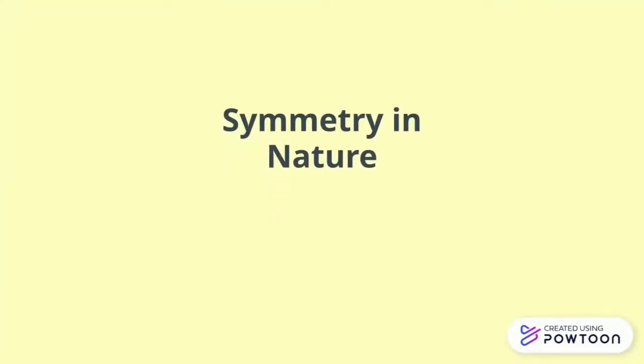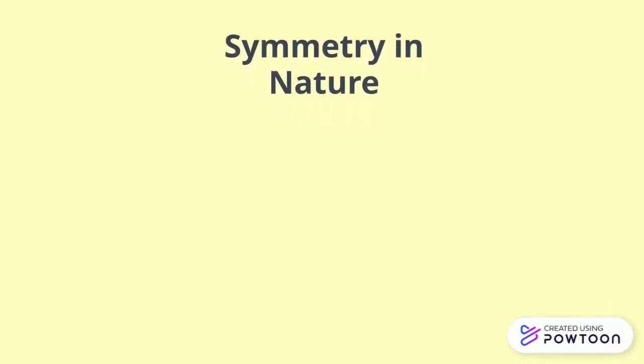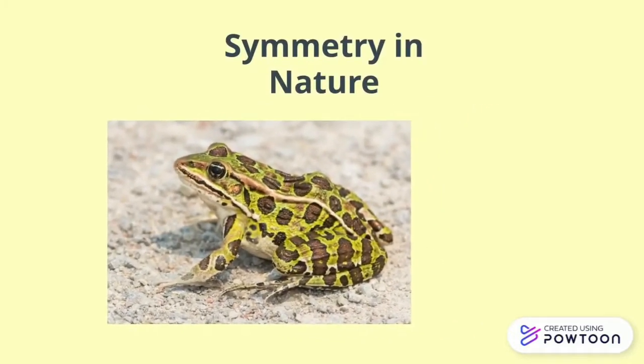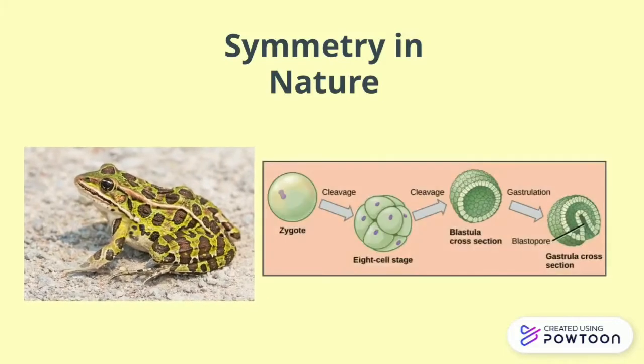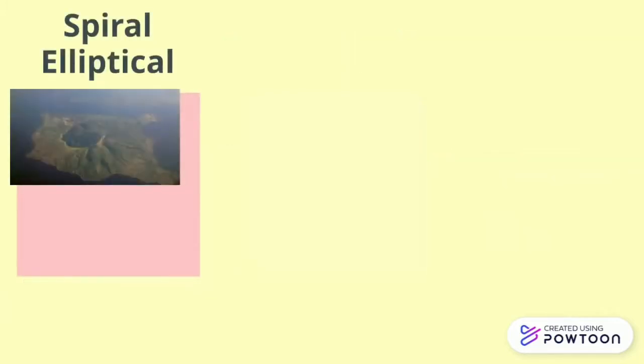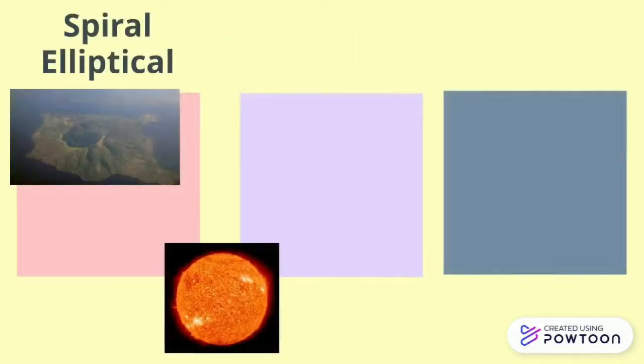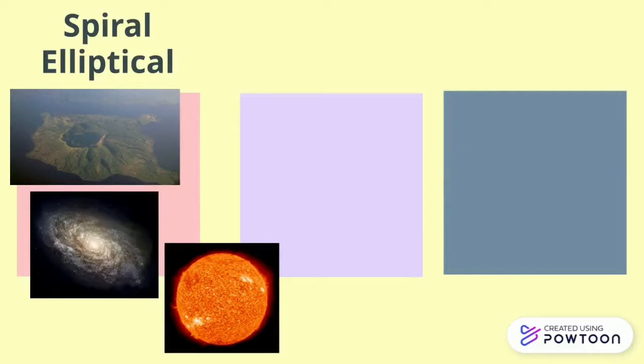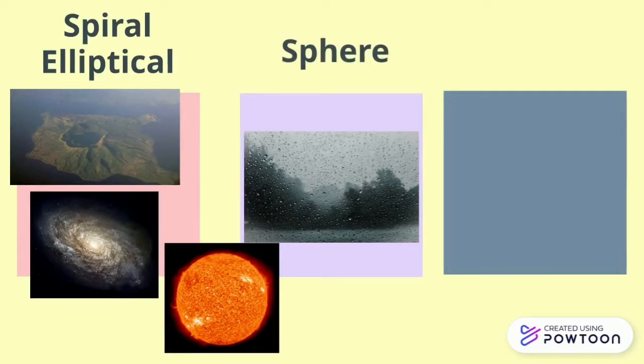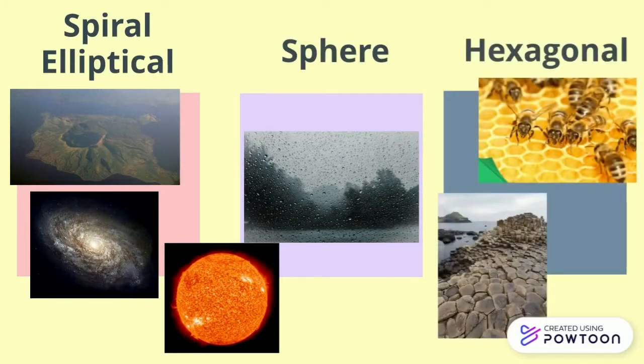Symmetry in nature can also be found in larger scales. A developing frog embryo begins life as a spherical cell, then loses symmetry step by step as it divides, until it has become a blastula, thousands of tiny cells whose overall form is again spherical. Volcanoes are conical, stars are spherical, galaxies and whirlpools are spiral or elliptical. Raindrops and stars are spheres; honeycombs and the Giant's Causeway are arrays of hexagons.